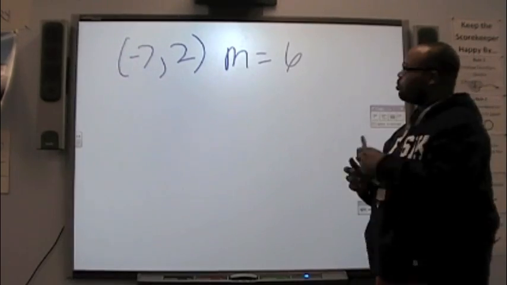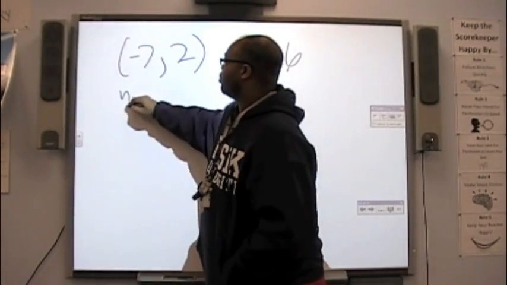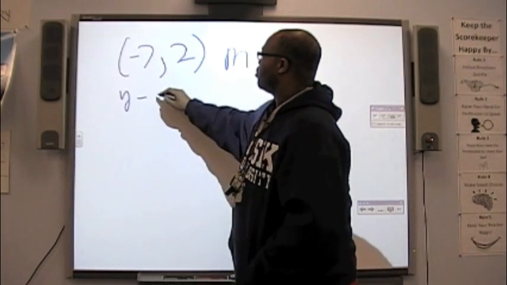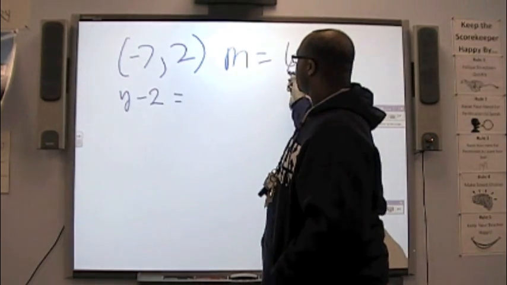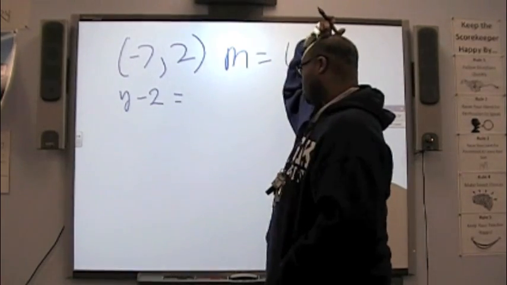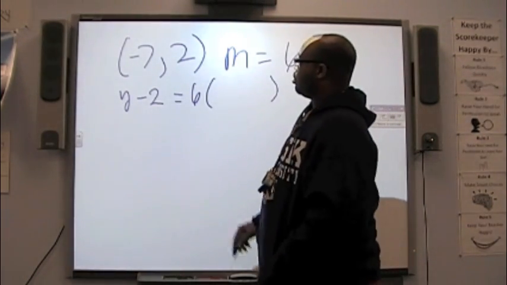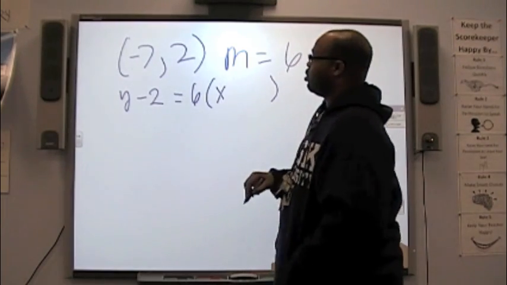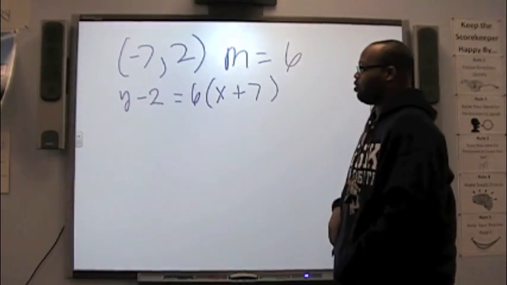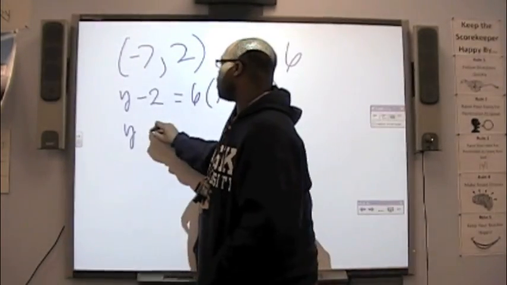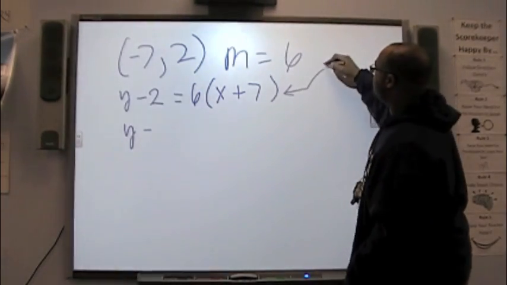Let's try another one. I'm going to write this in point-slope form, so I'm going to have y minus what? Y minus positive 2 equals m times the quantity. And what do they tell us m is? 6. 6 times the quantity of x minus negative 7. X minus a negative 7 is the same as x plus 7. And so I'm going to have y minus 2 equals 6 times the quantity of x plus 7. This is now point-slope form.